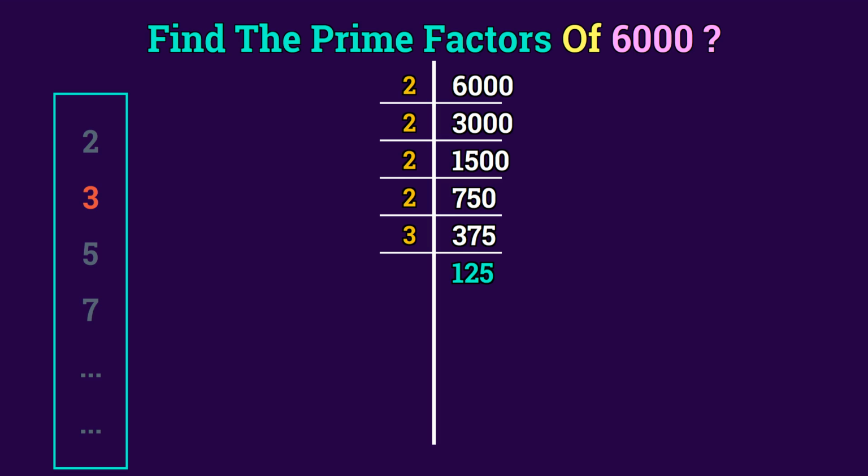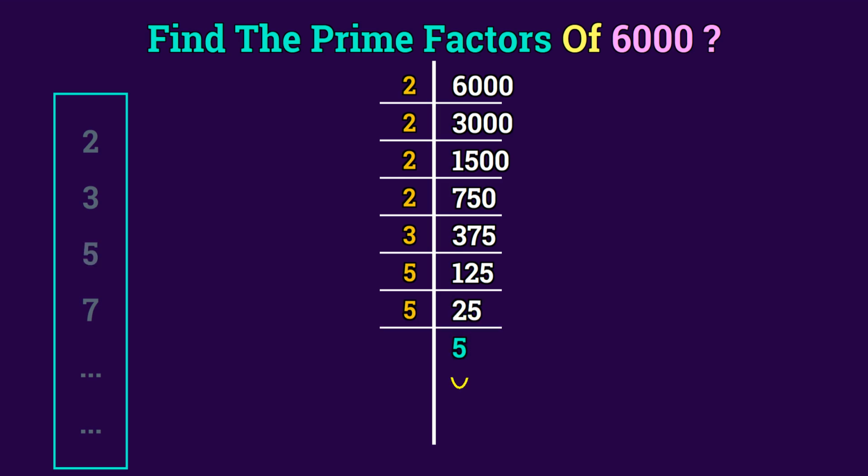Dividing 125 by 5, which equals 25. So 125 divided by 5 equals 25. Dividing 25 by 5, which equals 5. So 25 divided by 5 equals 5.